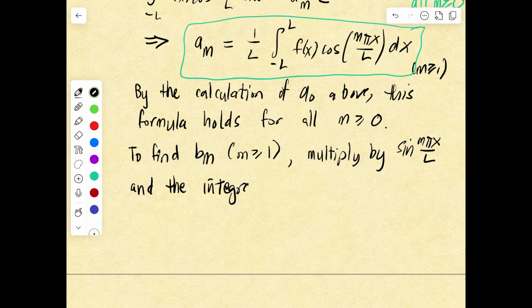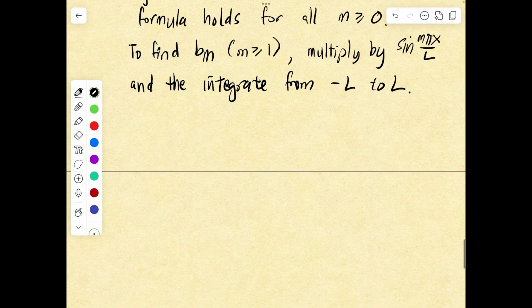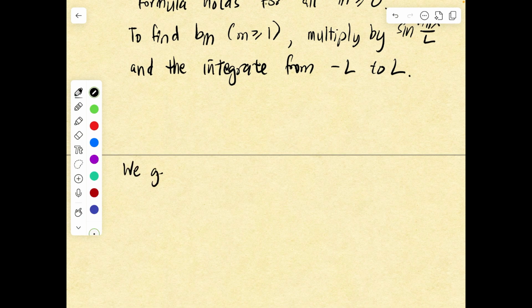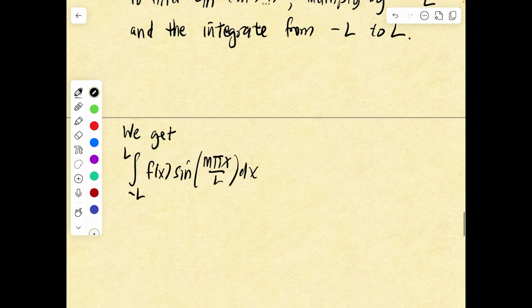Now we need to find the b sub m. To find the bm's, we do the same thing. Notice that for the bm's, there's no b sub 0. It just starts from b sub 1. Now, instead of multiplying by cosine, it turns out that what works is to multiply by sine. Hopefully this is true. So multiply by sine m pi x over L.